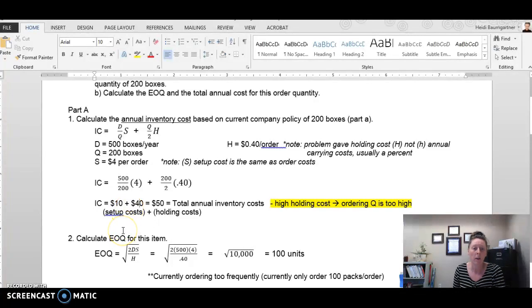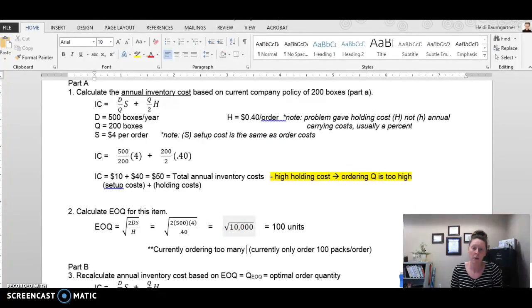We need to then calculate the EOQ for this item using the equation the square root of 2 times D times S over H. Plugging in our numbers, we get 2 times demand of 500 times $4 of setup costs over holding costs of 40 cents, which gives us the square root of 10,000, or 100 units. So currently we're ordering too many units. We're currently ordering 200 and we should only be ordering 100.